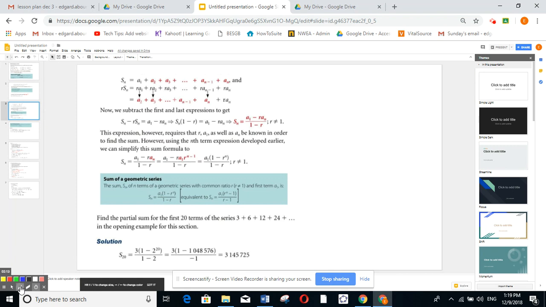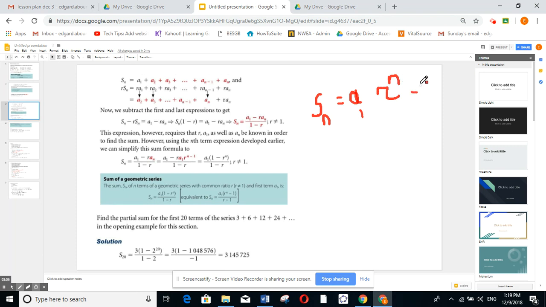We have the formula, like in arithmetic sequence. You can follow that one. The sum of the first n terms is a_1 into 1 minus r^n over 1 minus r, or you can write it as: the finite number is a_1 into r^n minus 1 over r minus 1. If you change up, you must change down. The power n is the number of terms we have.